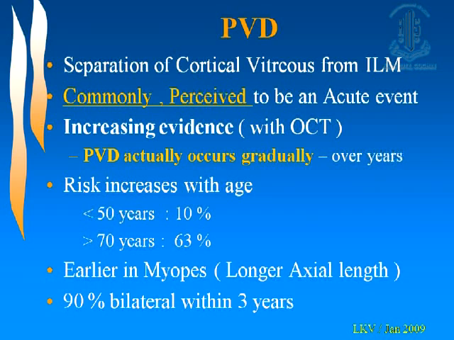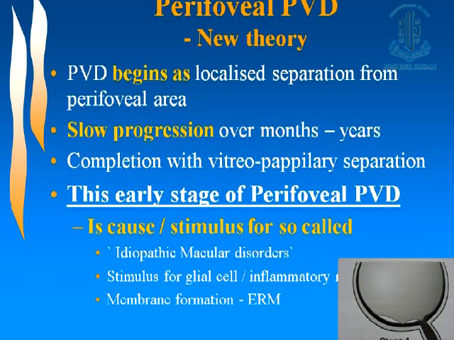And PVD, which was initially perceived to be an acute event, is, with the advent of OCT and understanding the pathomechanisms, increasingly shown, if you keep following up your patients, to occur gradually over months and years. PVD, as I said, begins as a localized separation from the perifoveal area, like this, and slowly progresses over years.